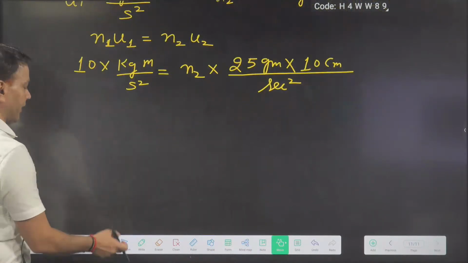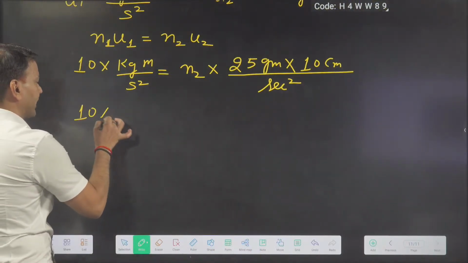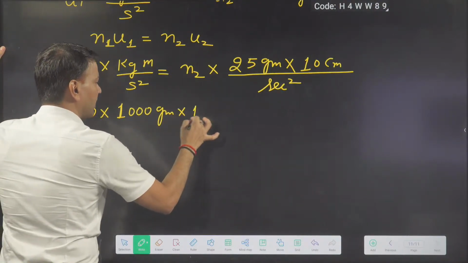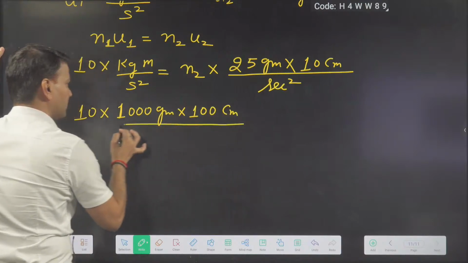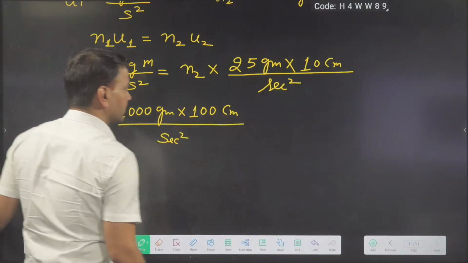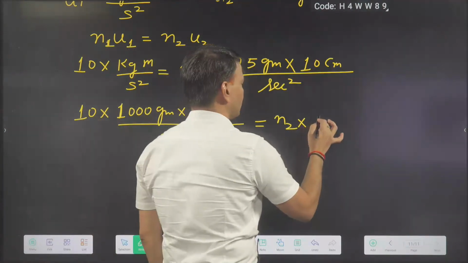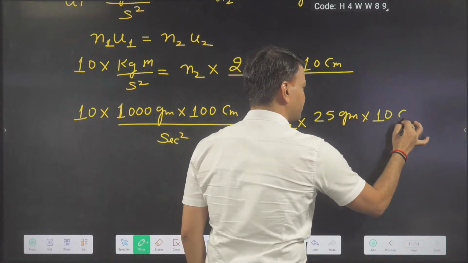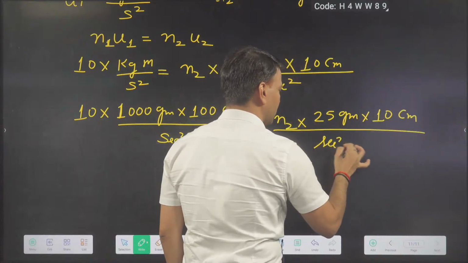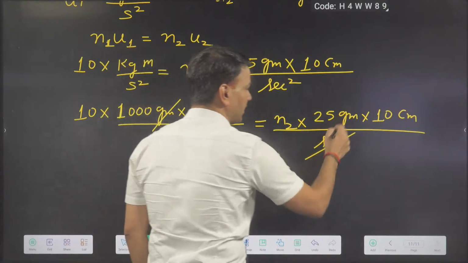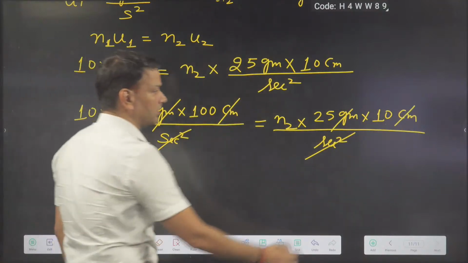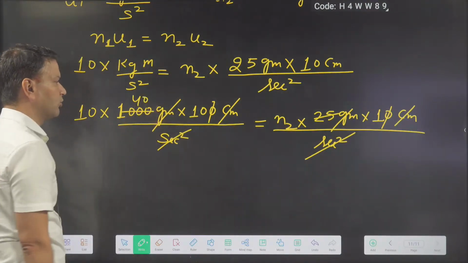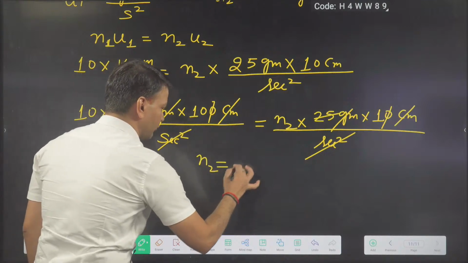Now you can solve. First we have to cancel the unit. So 10 into kg I can write as 1000 gram. Meter I can write as 100 centimeter upon second square. That is equal to N2 into 25 gram into 10 centimeter upon second square. Now second square, gram, centimeter cancel out. Now here this 0 cancels out. 25 fours are 100, means 40. So what is the N2 I got? N2 is equal to 4000.